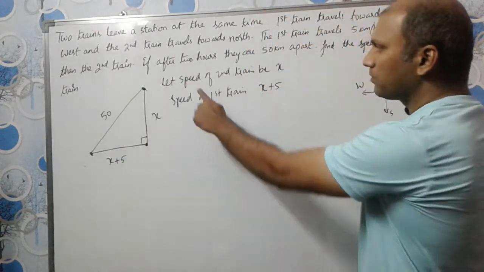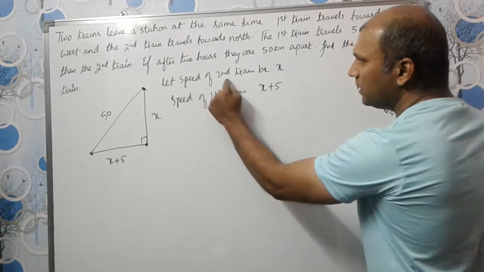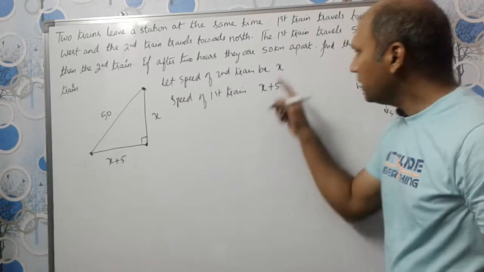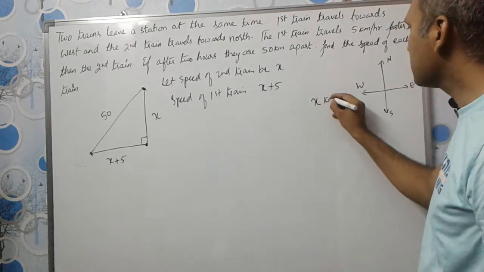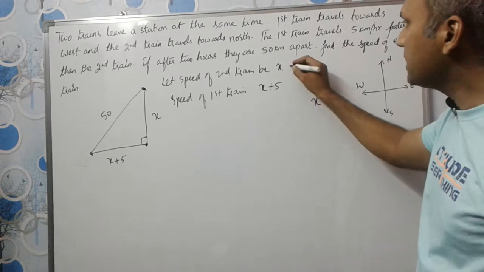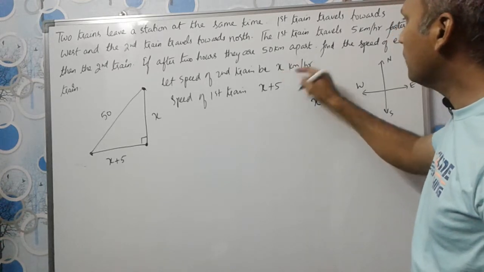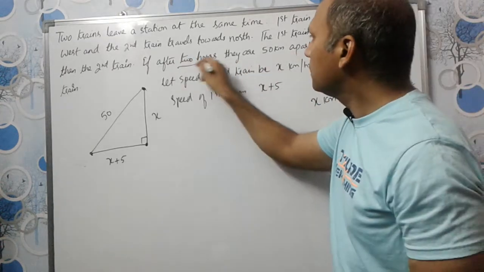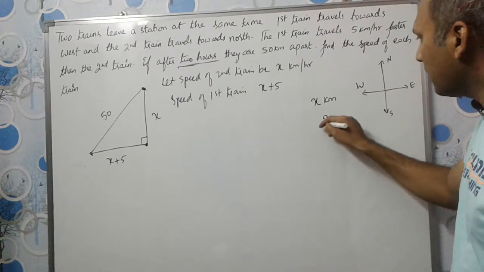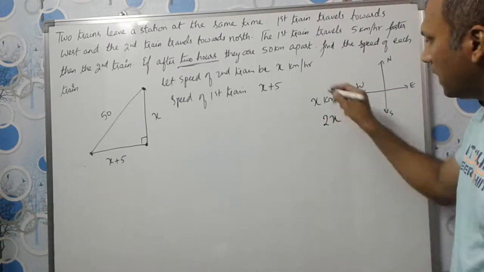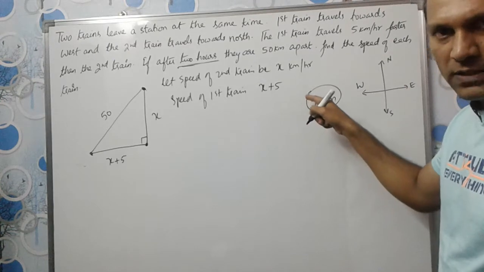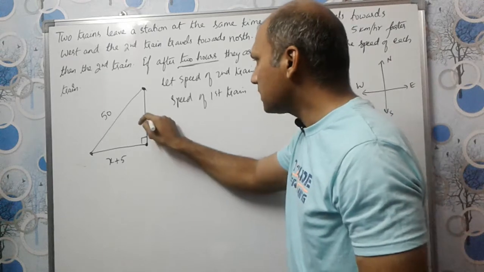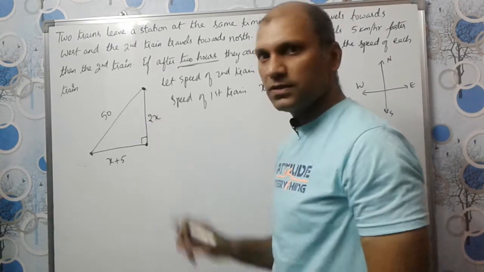So, see here. How should we write this distance? Speed of second train was x, and the second train is traveling for 2 hours. So in 1 hour it will travel x kilometers, because the speed is x kilometers per hour. Now the trains have traveled how many hours? 2 hours. So in 2 hours it will travel how many kilometers? 2x. In the first hour x kilometers, in the second hour also x kilometers. So total it will be 2x. This is the distance 2x.